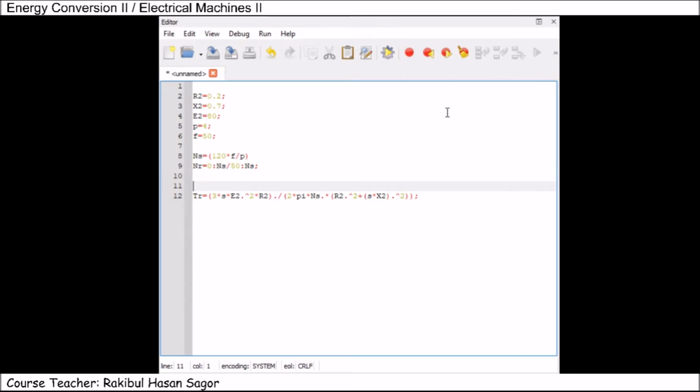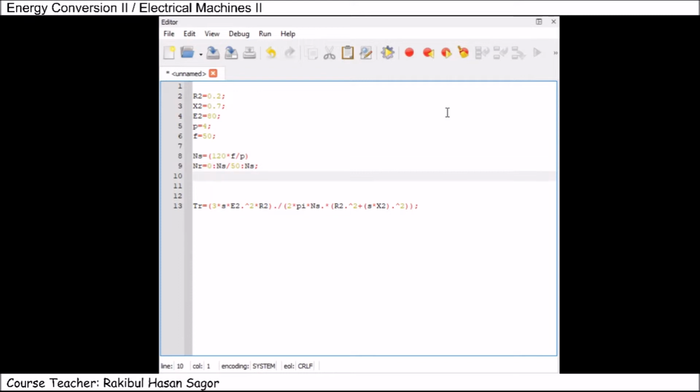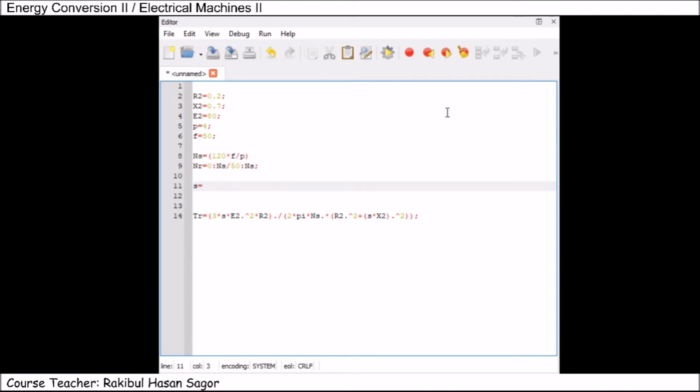Now in our torque equation there is no NR variable, instead we have S. So we need to figure out the value of S from this NS and NR. We know our slip value S equals NS minus NR divided by NS.